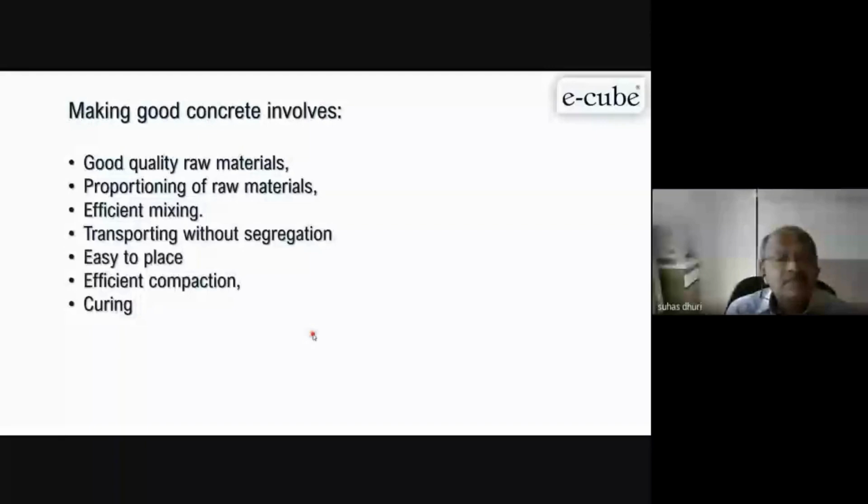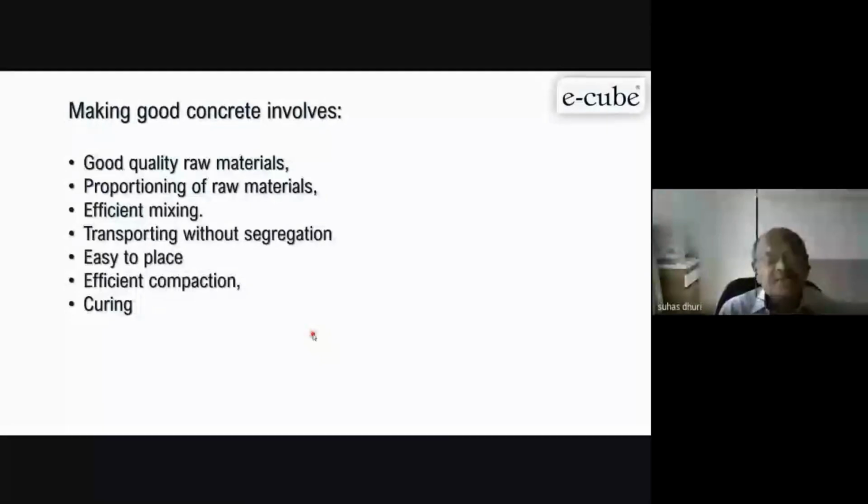Next we come to efficient mixing. Earlier we knew only a drum type mixer, where you do 1:2:4, 1:1.5:3, 1:1:2. The RPM may be around 30 RPM or 20 RPM. That also we rarely measure, what is the RPM of that particular mixer and whether it is mixing properly. So there is a test given in the IS code to check the efficiency of the mixing or the mixer. That also needs to be checked regularly.